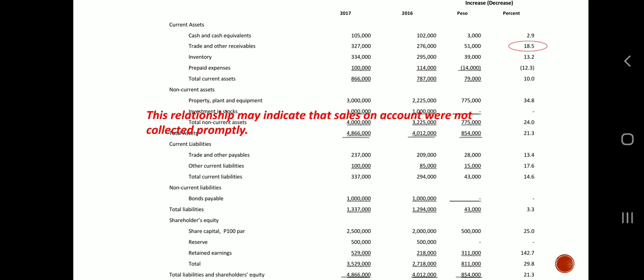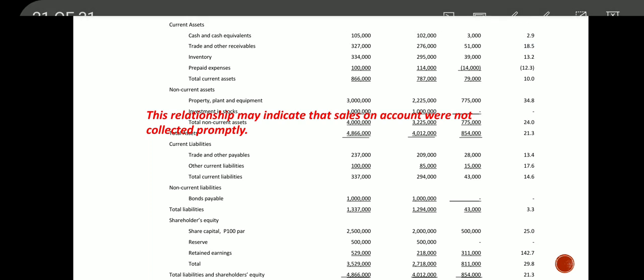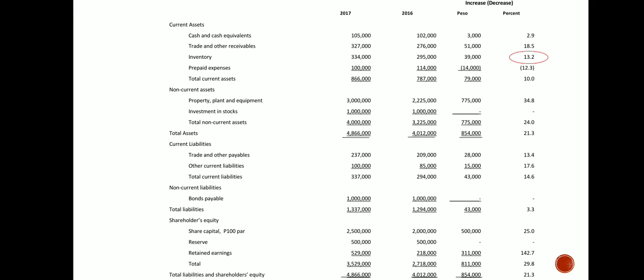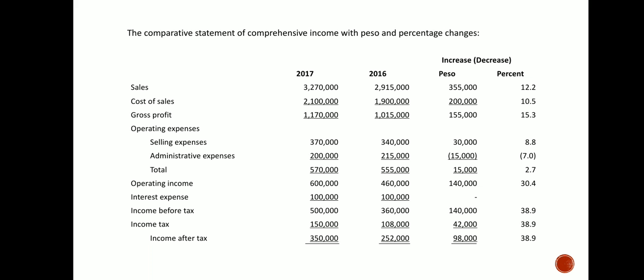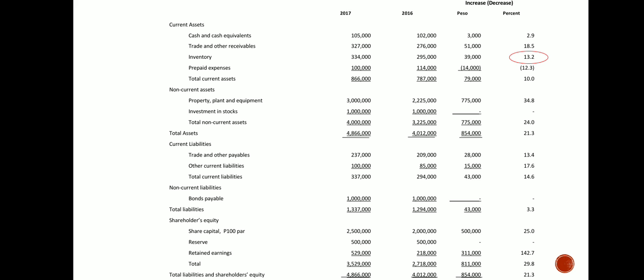So the inventories which are for sale increased by 13.2%. Sales, on the other hand, increased by 12.2%. So this may indicate that customers did not immediately purchase inventory. Because of the slow conversion of receivables into cash and the slow conversion of inventories into cash, the cash and cash equivalents increased by only 2.9%.